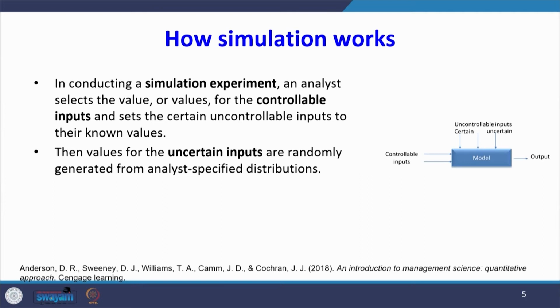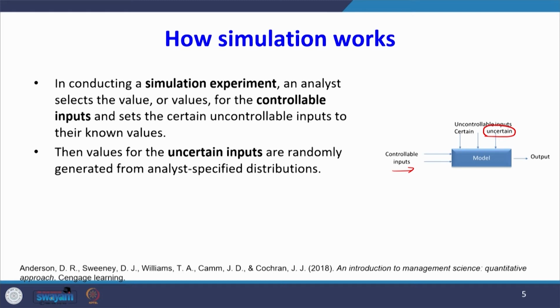How does simulation work? In conducting a simulation experiment, an analyst selects the value or values for the controllable inputs and sets the certain uncontrollable inputs to their known values. Then the values of uncertain inputs are randomly generated. These uncertain inputs may follow any distribution. It may be empirical, it may be uniform, it may be normal distribution. So, they are randomly generated from an analyst-specified distribution.